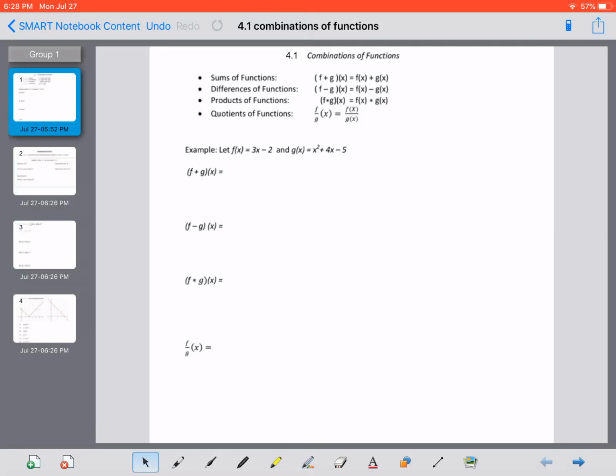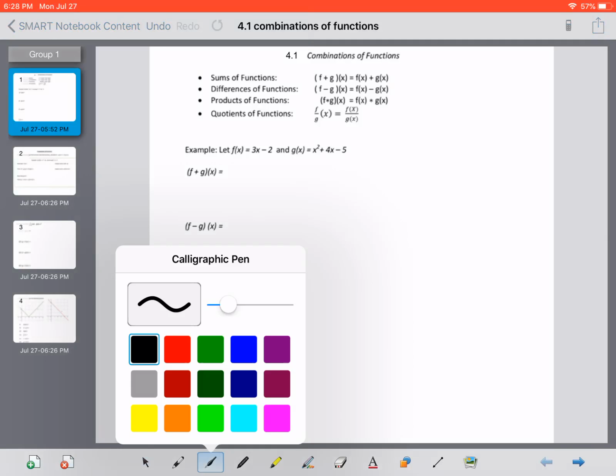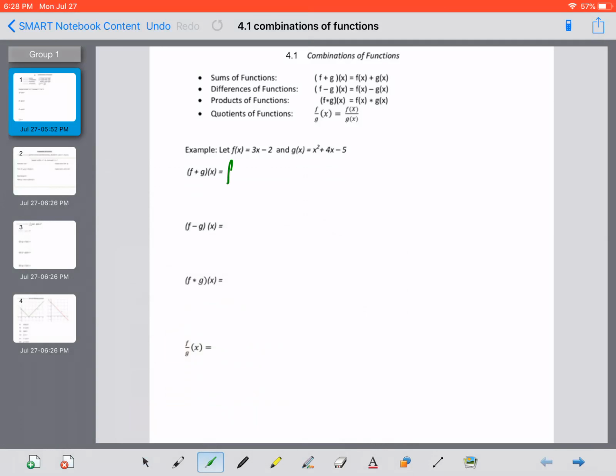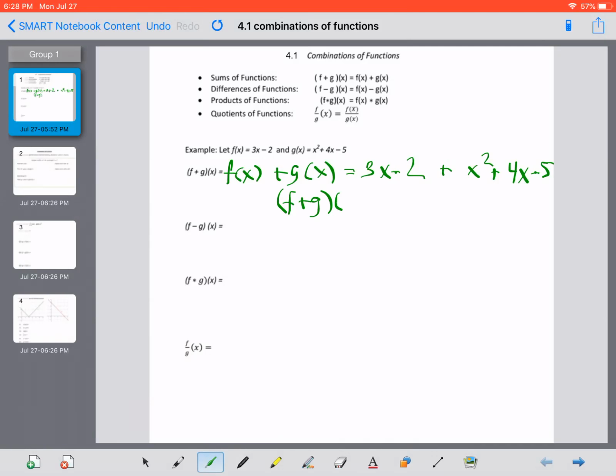Similarly for subtraction. So, for example, if f of x is the function 3x minus 2, and g of x is the function x squared plus 4x minus 5, then f plus g of x is just going to be f of x plus g of x, which is going to be 3x minus 2 plus x squared plus 4x minus 5. Okay, and then we might want to simplify this a little bit. And so this function f plus g of x, if we combine our like terms, we could express this as x squared plus 7x minus 7.